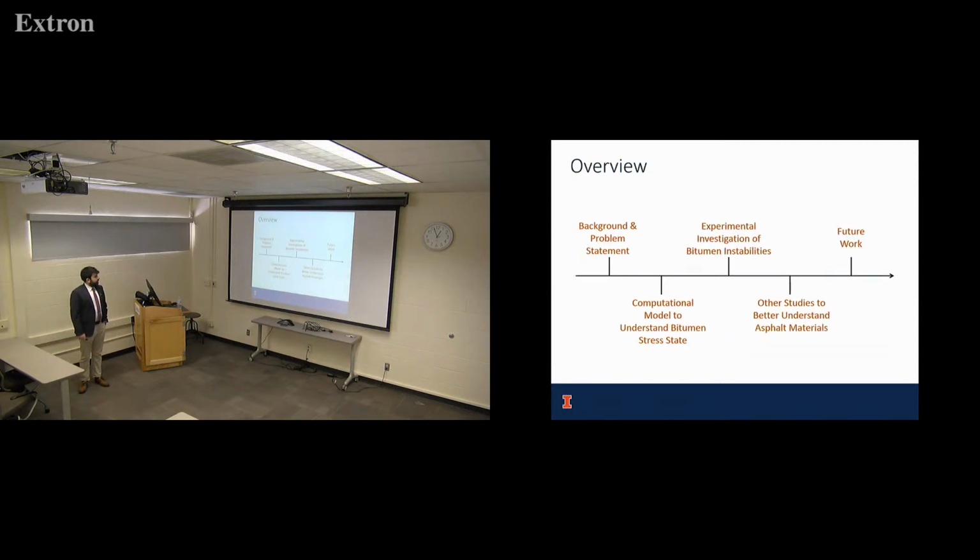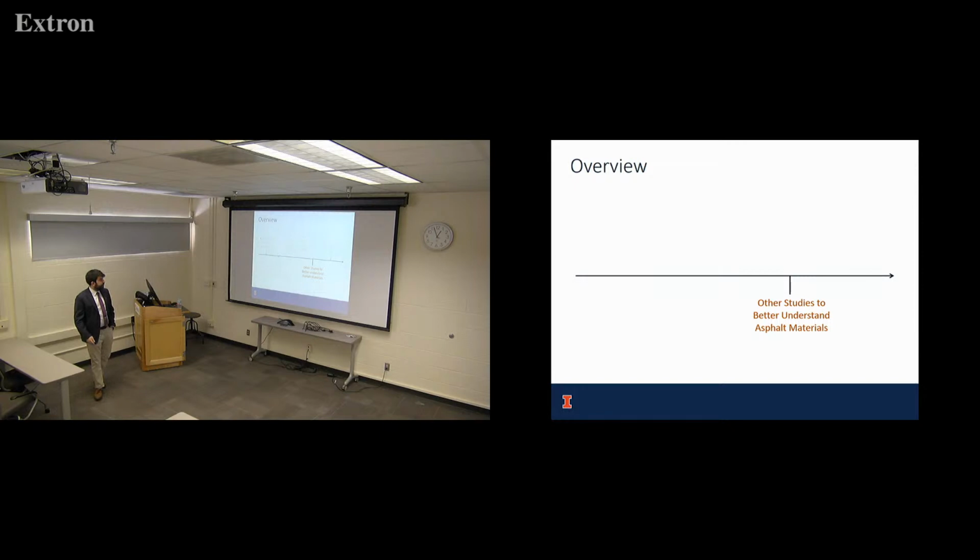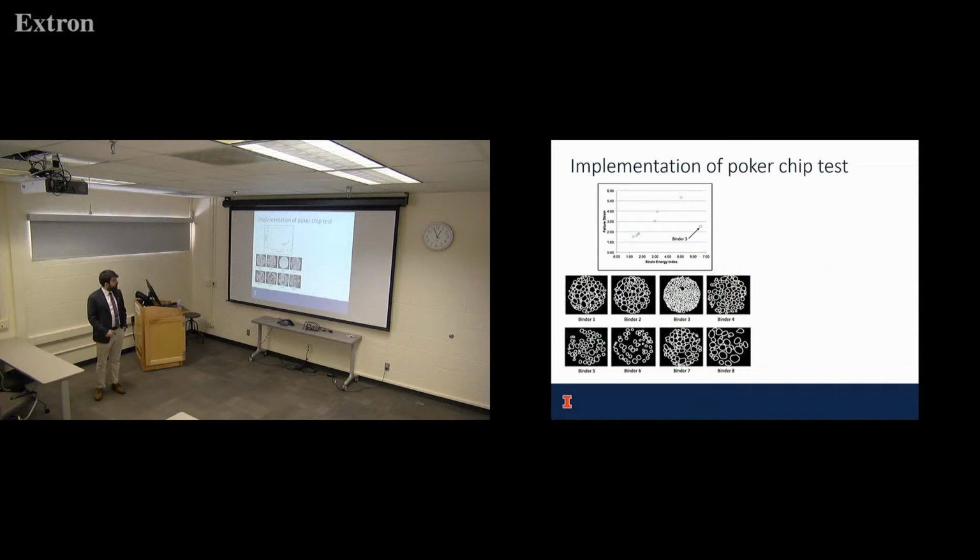Okay, so now just to jump into some other studies that we've done, different studies that I worked on throughout my time as a graduate student. One thing was, of course, implementing this poker chip test. There's a lot of fundamental research that went into the last things that I presented, but one of the most important things to always consider is what's applicable immediately. What's a quick test we can give a DOT, let's say, to use as a screening tool?